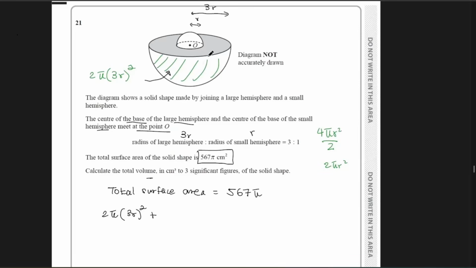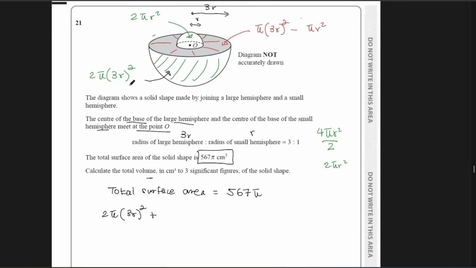Plus, we need to do the same for the smaller hemisphere. So the curved surface area of the smaller hemisphere is 2 pi r squared. The radius is just r for the smaller hemisphere. What else do we have? We also have this surface area that is the base of the larger hemisphere that is exposed to the outside. We need to include this as well. So how do we account for this? So that is a circular area, pi times 3r the whole squared. And we need to subtract the smaller circle from that, which is pi r squared.